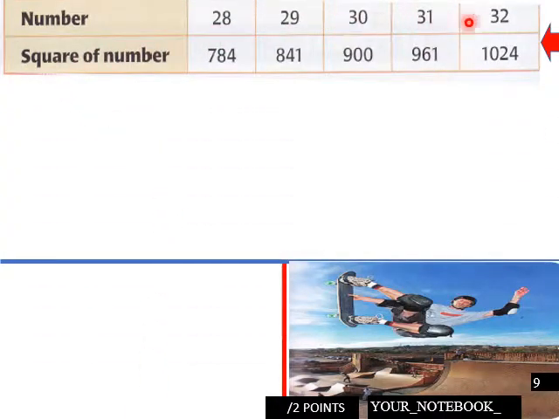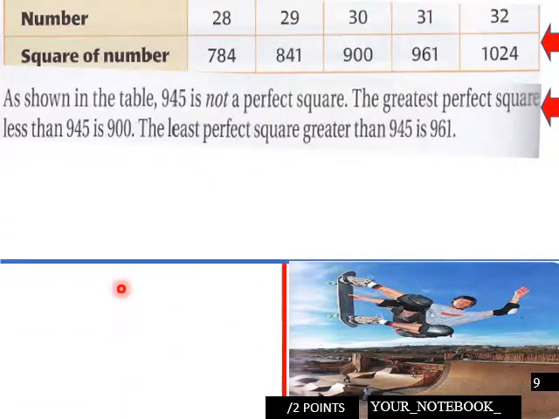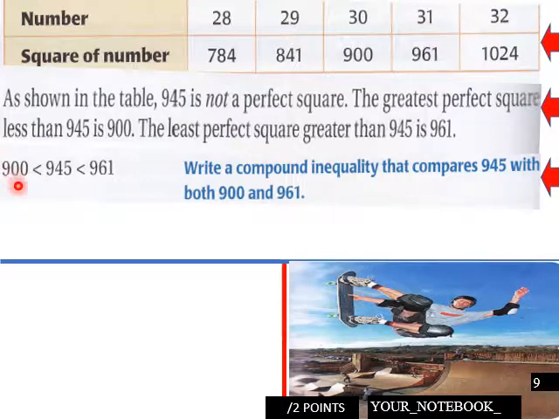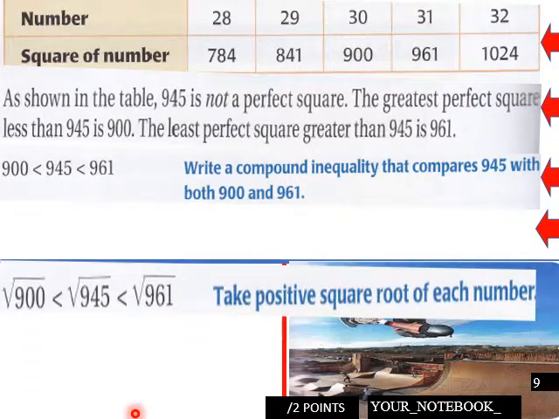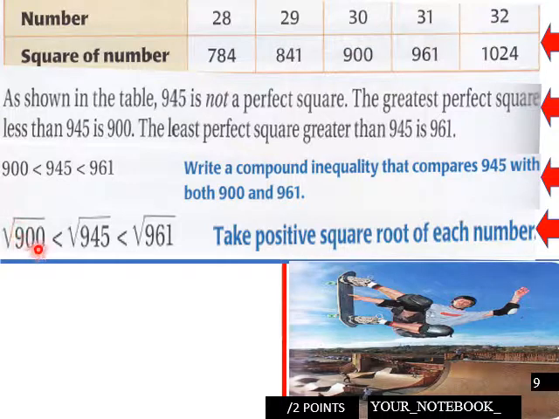Here is a table of the square of a number. As shown, 945 is not a perfect square. It's not in our bottom row of perfect squares. It looks like it's somewhere between here and here. 900 is less than 945, which is less than 961. So we can safely say the square root of 900 is less than the square root of 945, which is less than the square root of 961.